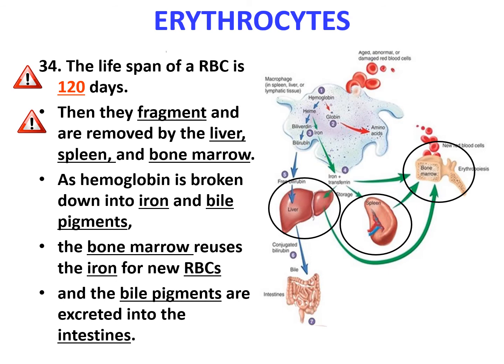The bone marrow itself will reuse that iron to make new RBCs. We recycle it. And those bile pigments are one of the things that give feces its color. So they're excreted into the intestines and then out through our feces. So that's kind of how that whole lifespan of the RBC works.